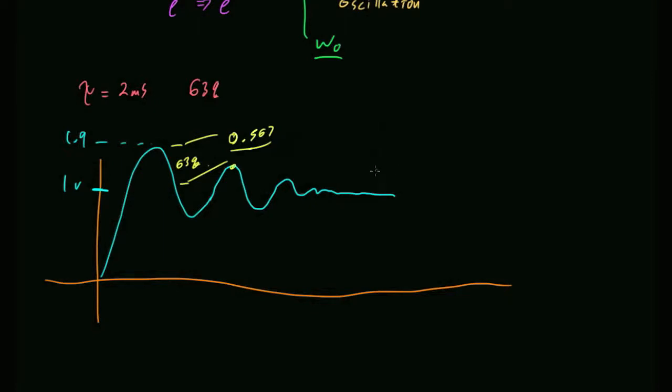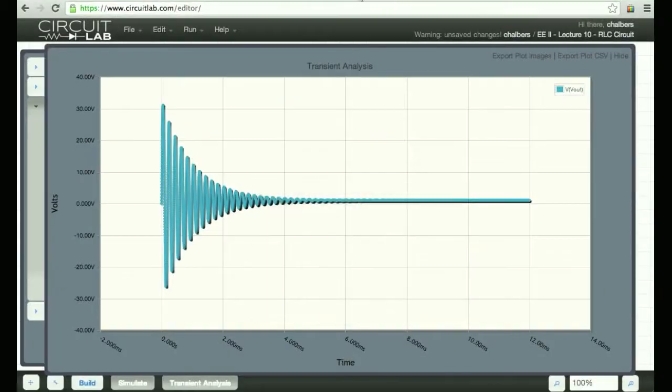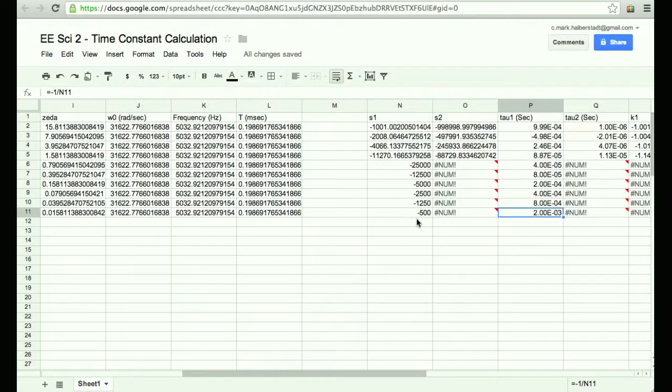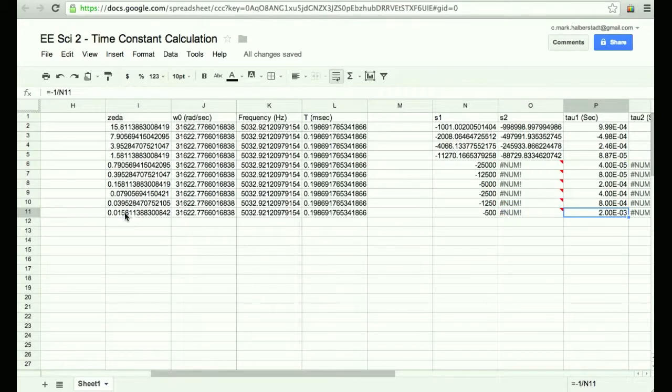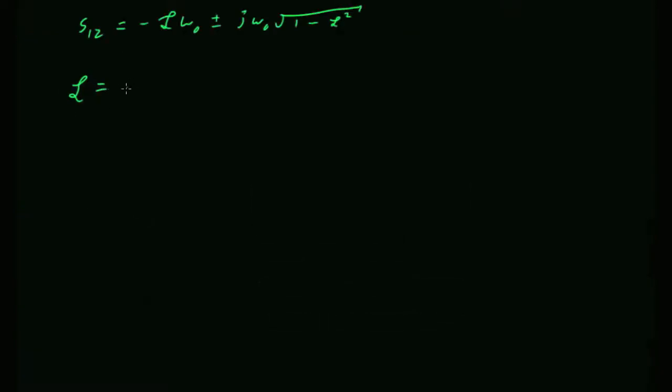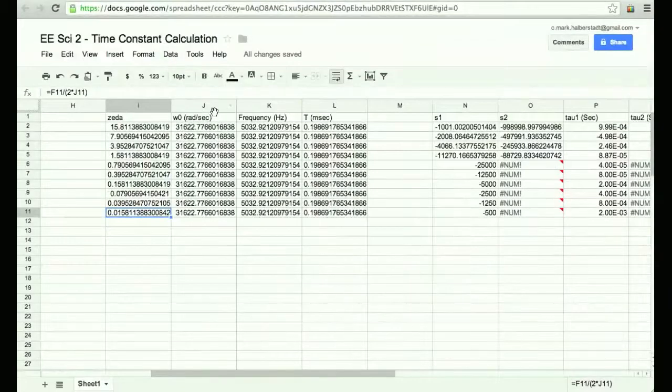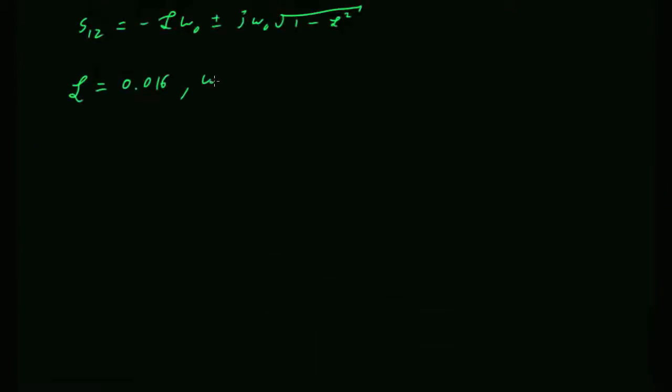Okay, so I want to do two things today. The first thing I want to do is to look at these poles, and I want to draw them. Right now, with this particular simulation that we've done with resistors 2 ohms, I'm just going to copy down what's on the spreadsheet. I've got zeta is 0.016, where the box is, and omega naught equals 31.6K. You with me?